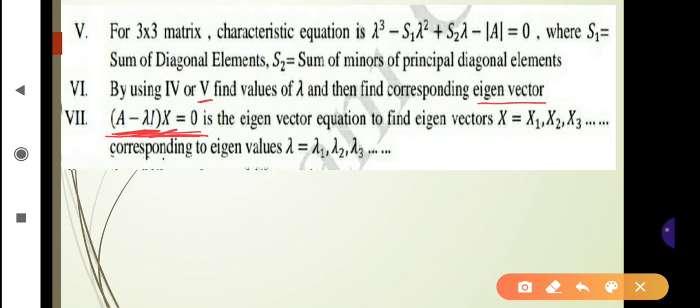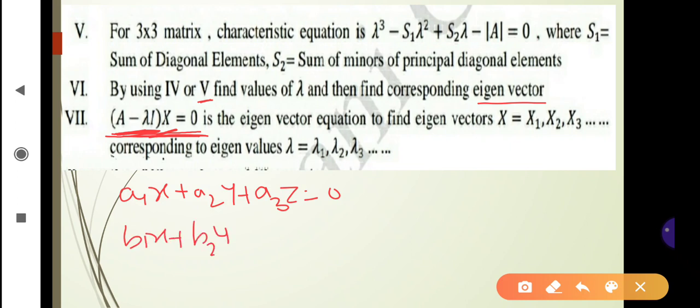Now to solve this system, we already learned one method, the method of echelon form. Another way, we can also use Cramer's rule. So how to use Cramer's rule? If we are given two equations, a1x plus a2y plus a3z equals 0, and b1x plus b2y plus b3z equals 0. These two equations are given.